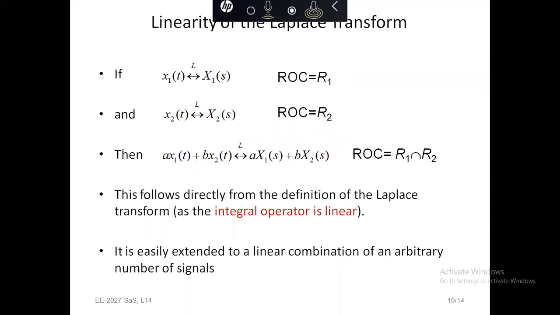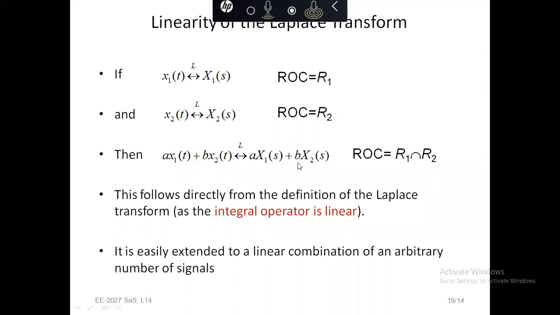Linearity property says that if you have two functions in time domain and you sum up the scaled version of these two functions in time domain, it means that we have the same scaling factor in Laplace domain. So also we can sum up the Laplace transform of these two functions. So this is the linearity property.